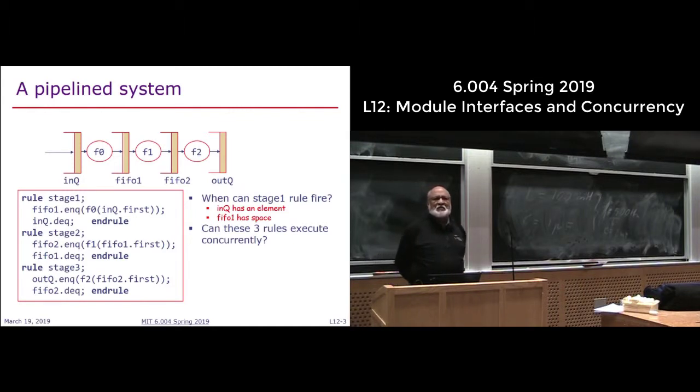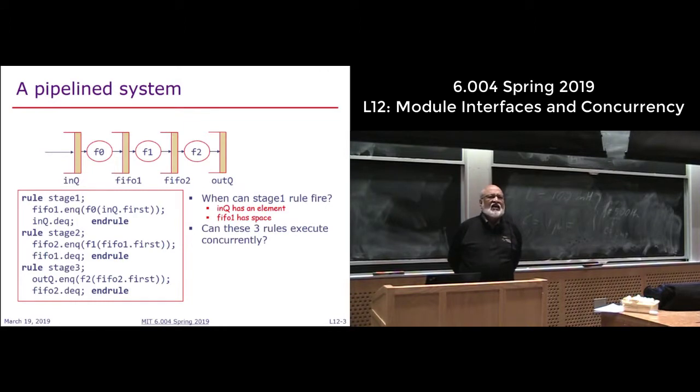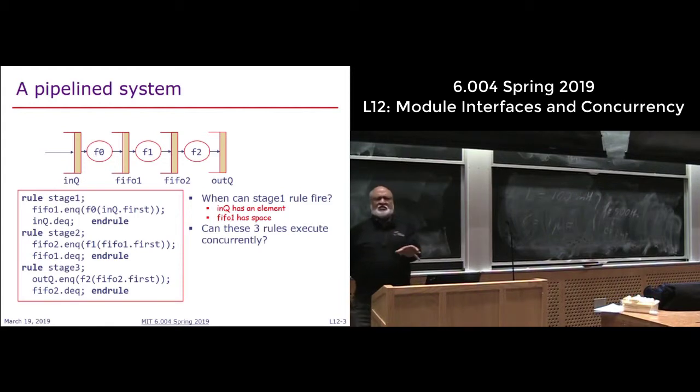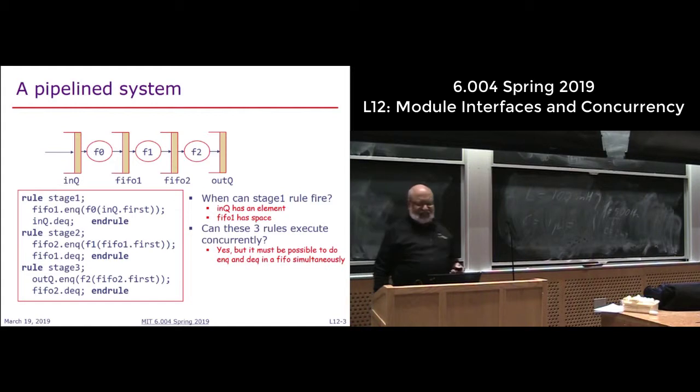Yep. You could, as long as you make sure that it's done in a reasonable atomic order. Conceptually, it seems we should be able to execute these rules together, right? While the first stage is moving something here, the second stage is moving something here, the third stage is moving something here. So the answer is yes, provided this boundary, this FIFO, has some properties, like the NQ and DQ in it must be allowed to happen concurrently.